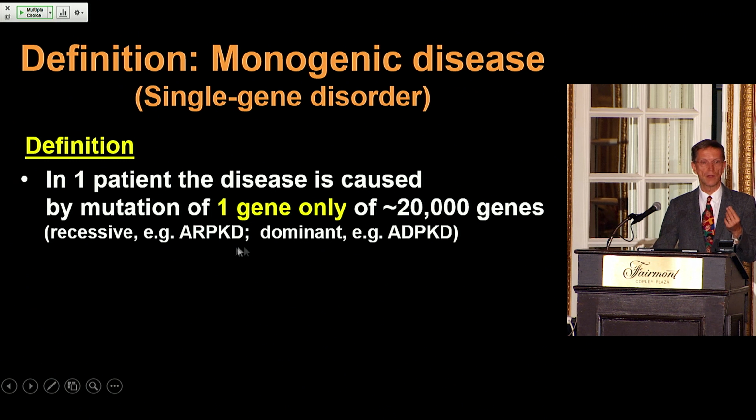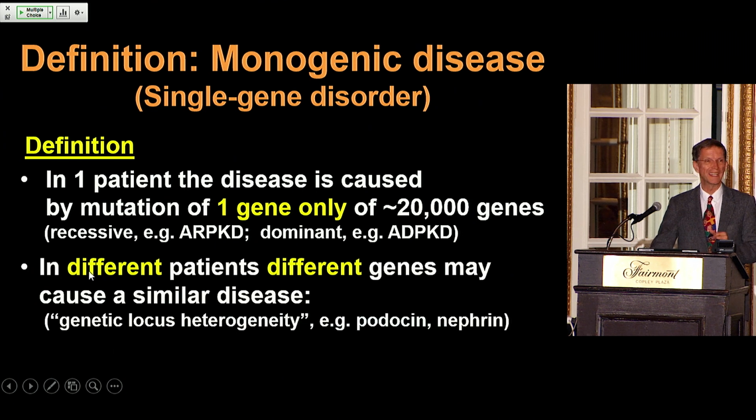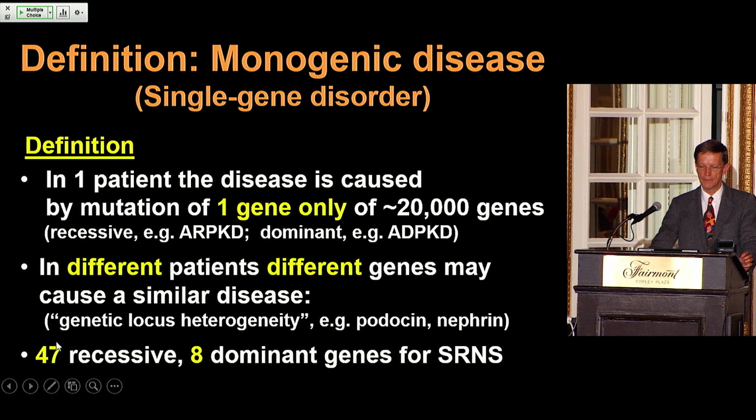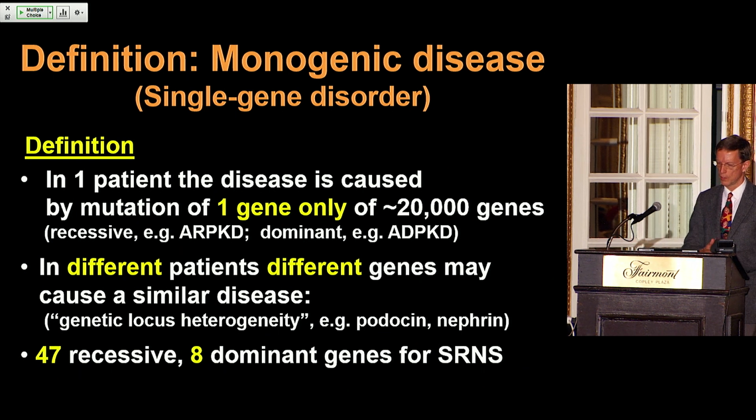And in contrast, in a dominant disease gene, if one of the 2 copies is mutated, disease will ensue, and then often one parent is affected, and the disease will have traveled with this heterozygous mutation throughout an entire pedigree. So the term monogenic, however, does not exclude that in different patients, different monogenic genes may cause a similar disease. For instance, FSGS can be caused by Podocin or nephrin mutations, but in each patient, it's sufficient that only one gene is mutated. And right now, in fact, there are 47 recessive and 8 dominant genes that cause steroid-resistant nephrotic syndrome with the histologic feature of FSGS.